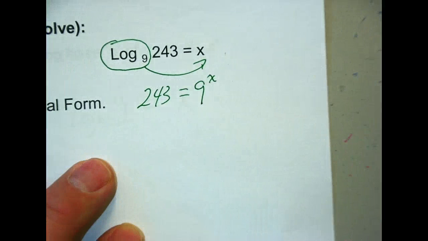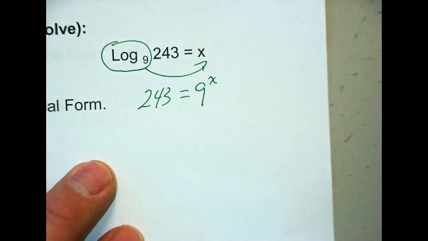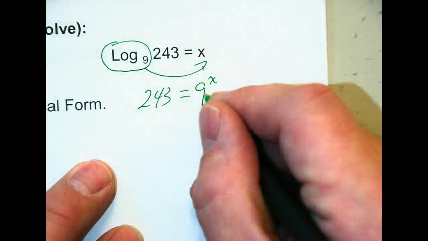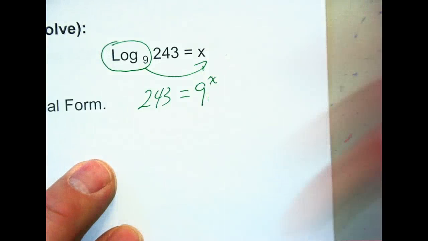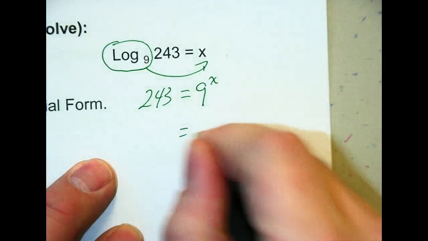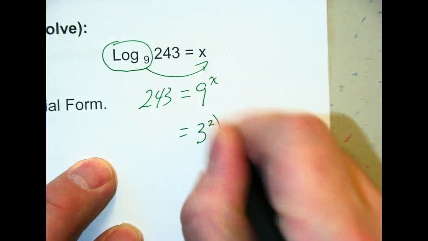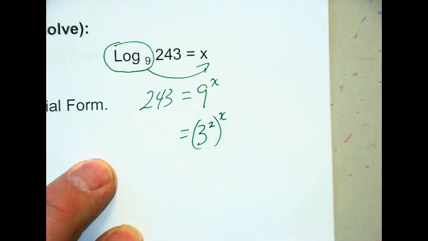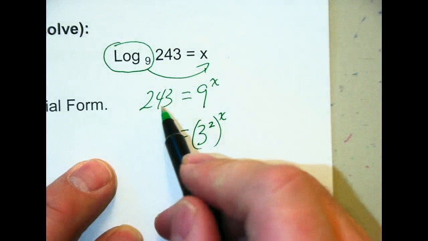Okay, how many made it that far? Okay, and so from there, hopefully you recognize 9. The only other base 9 could be is 3. So that's 3 to the second to the power of x. Now I'm just assuming that 243 is base 3 also.